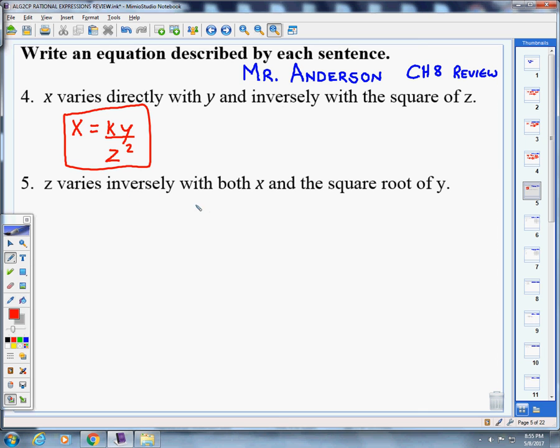Z varies inversely. All right, let's get our constant in there. And anything that's inversely related, I want to throw in the denominator over here. Anything directly related, I want to throw in the numerator. All right, so z varies inversely with both x and the square root of y. So it's inversely related to both of these, so both of these are going to go in the denominator on the other side of the equation. X and the square root of y. All right, there we have it.